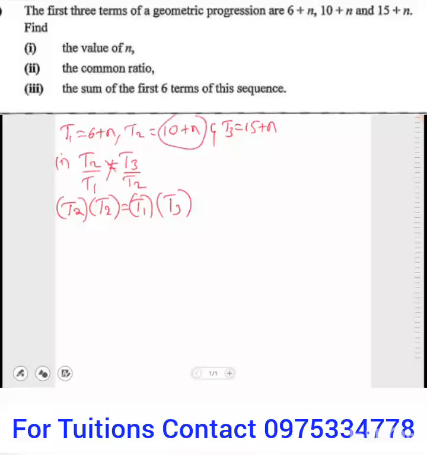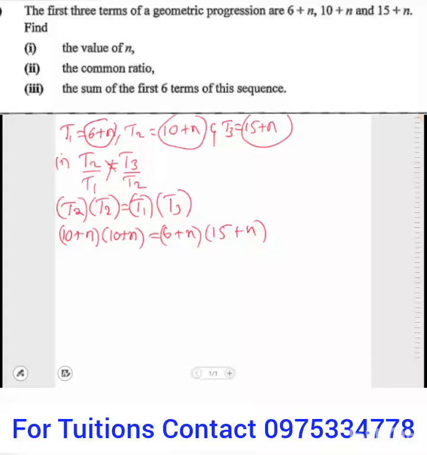So T2, we have 10 plus n. Even here it's T2, that's going to be 10 plus n, like that. Then is equal to, what is T1? T1 is this one, that is 6 plus n, multiplied by term 3. What is our term 3? Term 3 is 15 plus n, like that.